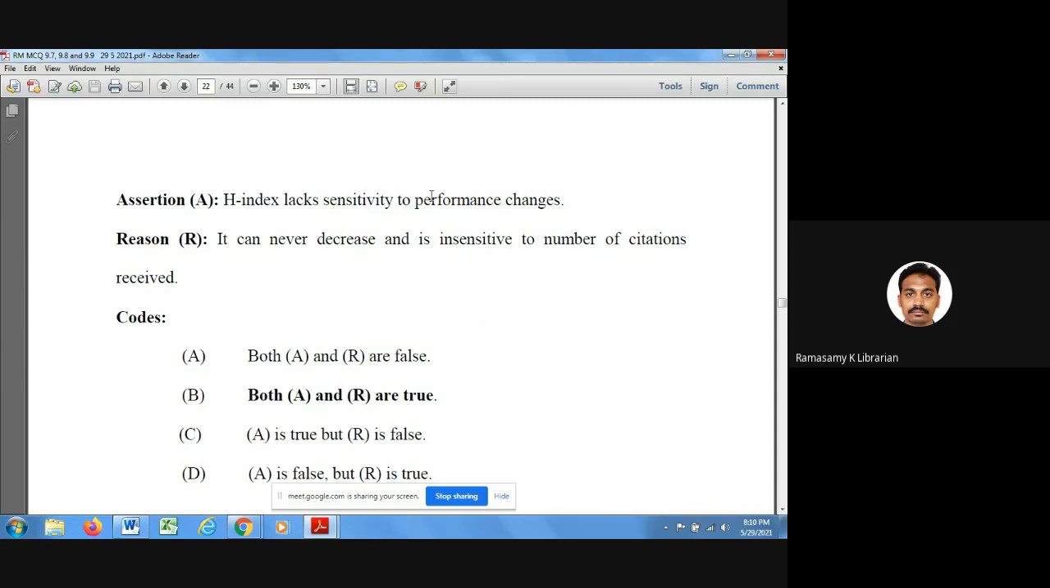But there is always a confusion on what this performance change is. When a performance changes, do they talk about the promotion or about the number of papers? If a person increases the number of papers, that will not have any impact on H index. But if he starts getting more number of citations for his papers, then his H index may increase, but it will never decrease.